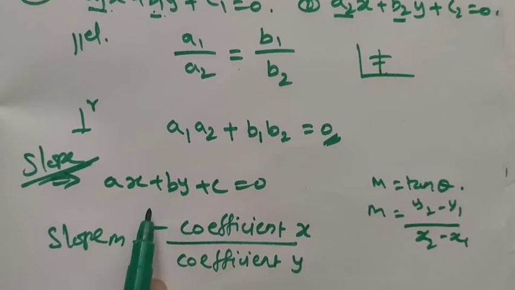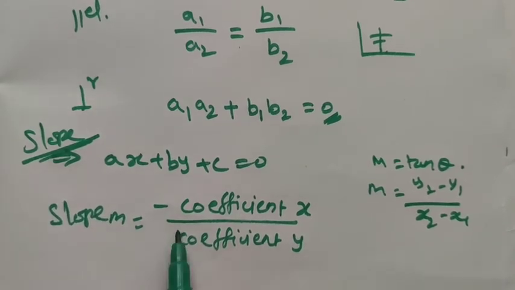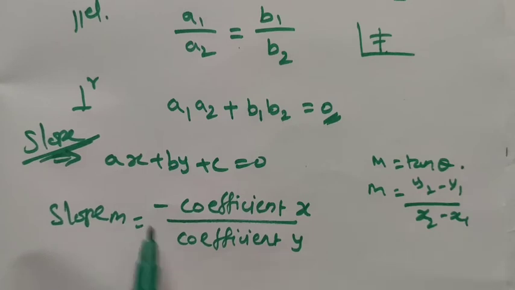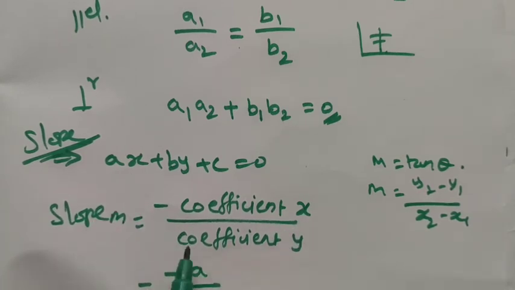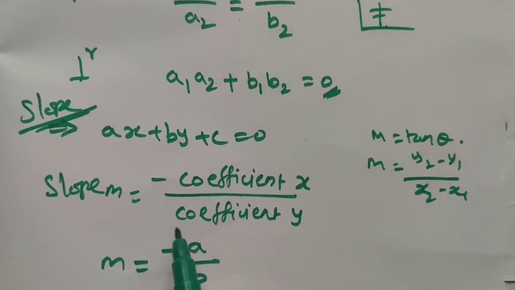Here, when the equation is given, slope m is equal to minus coefficient of x divided by coefficient of y, or simply we can take it as minus a divided by b, since the coefficient of x is a and the coefficient of y is b. The slope m is equal to minus a by b. We can use either this format or this.